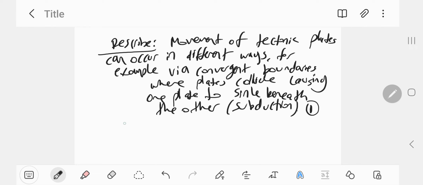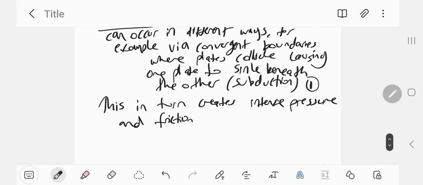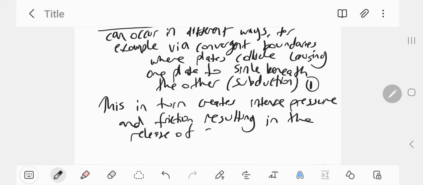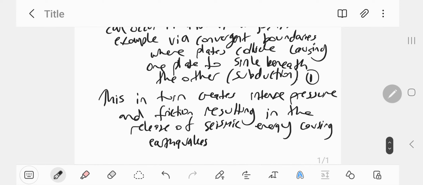So that's another mark there. This in turn creates intense pressure and friction. Keyword here is friction. When there's friction, there's energy. When there's energy, you get seismic waves in this case, resulting in the release of seismic energy, causing earthquakes. Okay, seismic is a fancy way of saying earthquake, yeah? So there you go. That's your next mark there.